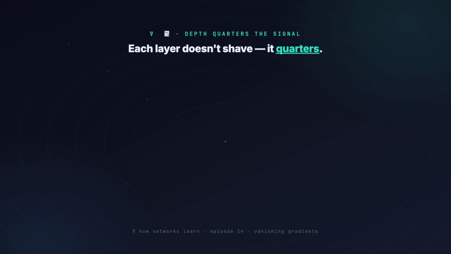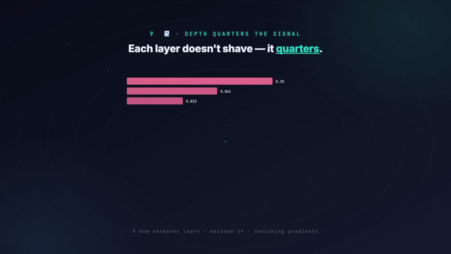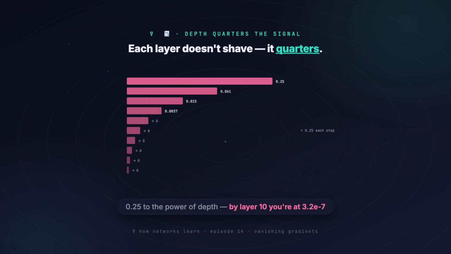Watch what 0.25 per layer does over depth. Start at the output with a gradient norm of 1/4. Layer 9, about 6 hundredths. Layer 8, 1.5 hundredths. You're not subtracting a little each time, you're quartering it each time. By the time the signal has crossed 10 layers, it's down to 3.2 times 10 to the minus 7. That's the number you'll see at the bottom of today's figure, and it is not a rounding artifact. It's 0.25 raised to a power, and the power is depth.